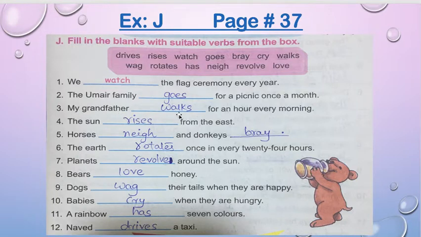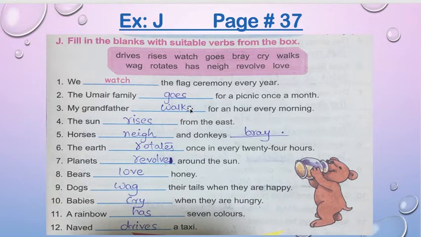My grandfather dash for an hour every morning. Walks. So my grandfather is the subject here and it is in singular form. Walks is the verb here and it is in plural form. Why? Because when the subject is singular, the verb will be plural. So what is the base form of verb here? Walk.